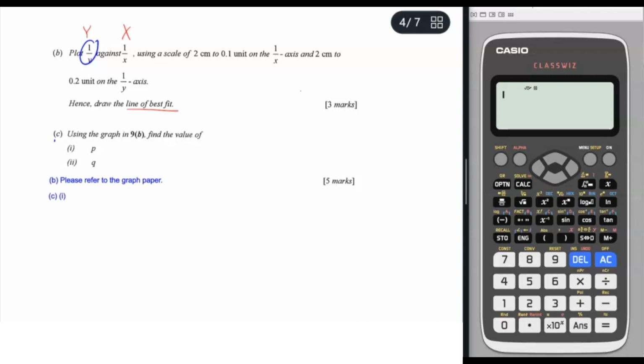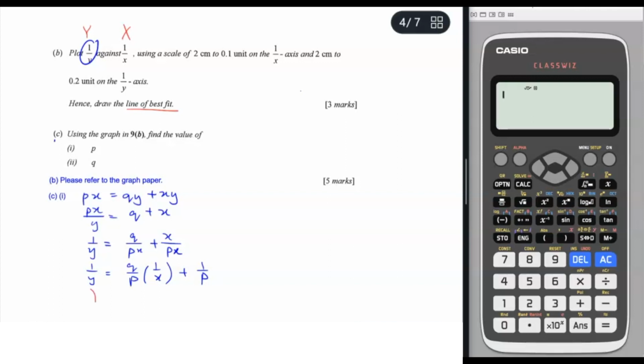So the original equation is Px equals Qy plus xy. Divide all by y, because I want my left side to be 1 over y. So Q plus x. And then after that, divide all by Px, so here will be 1 over y. So Q over Px, and then plus x over Px. So you get 1 over y equals Q over P, then 1 over x, and then plus 1 over P. So this will be our big Y equals mx plus c.